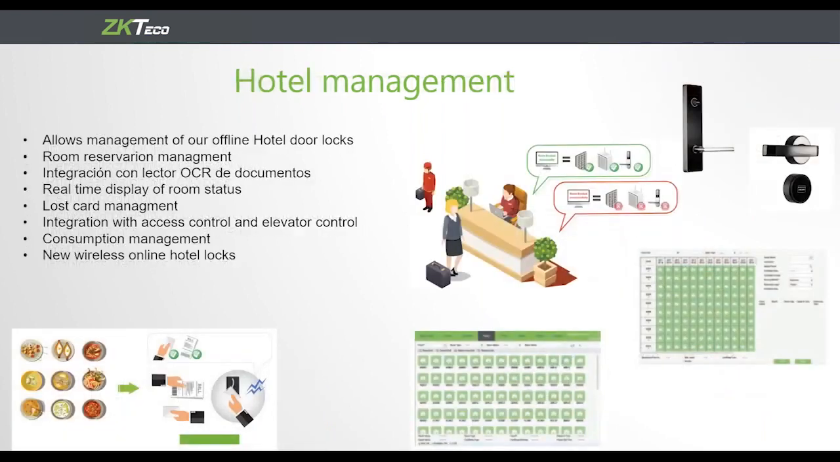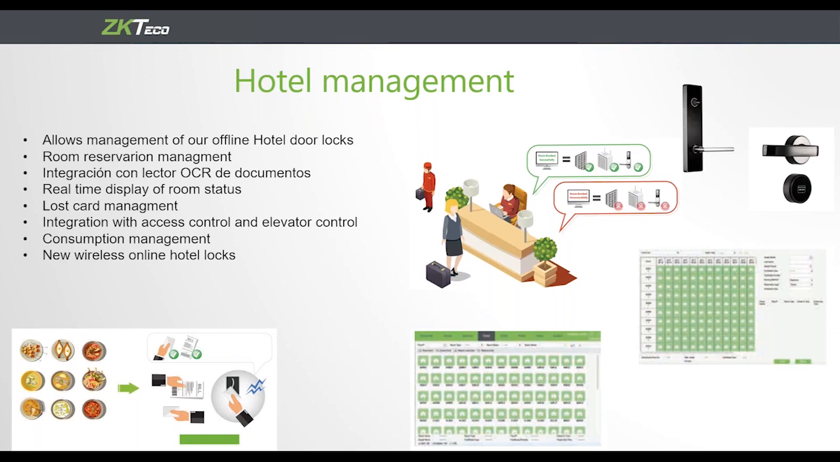This is a second example scenario. It's a hotel management. Okay, the hotel module in ZKBioSecurity allows us to manage our offline hotel locks. These are the hotel locks, the LH. In this case, we have the picture of the LH 8600 and the LH 7500. These are offline hotel locks, and it's possible with this module to manage these offline hotel locks.